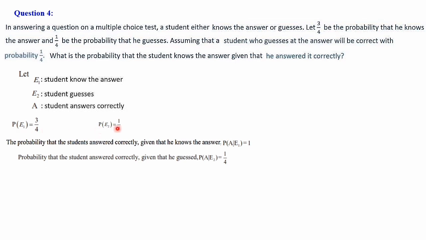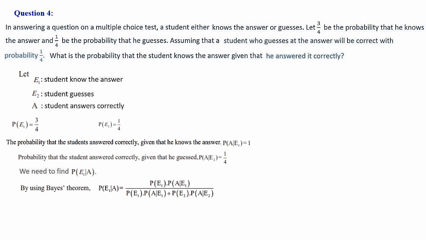P of E1 is written, P of E2 is written, P of A given E1 is written, P of A given E2 is written. So what we have to calculate is P of E1 given A. Means what is the probability that the student knows the answer. Knows the answer in the sense here E1. So P of E1 given that he answered correctly, means answered correctly is A. So P of E1 given A we have to calculate by using Bayes theorem.